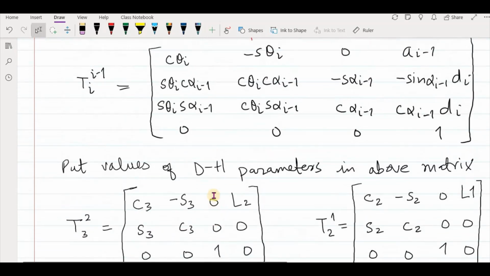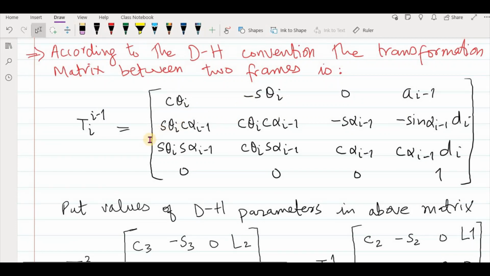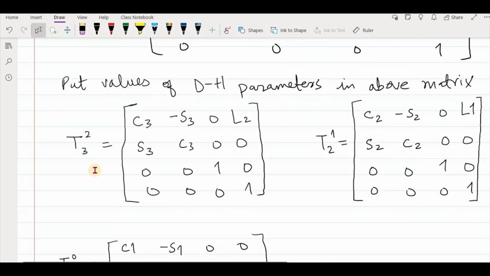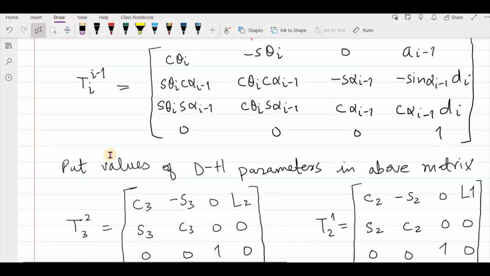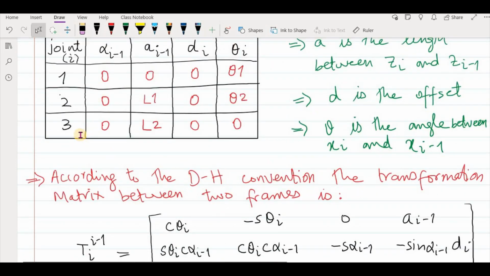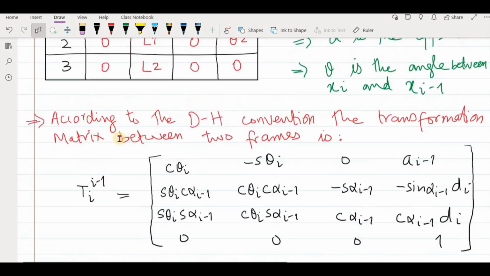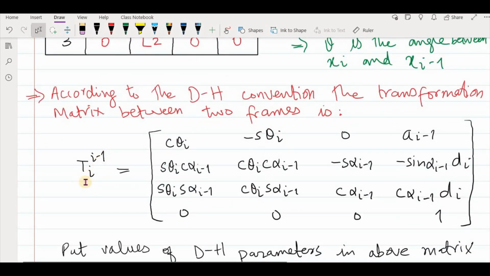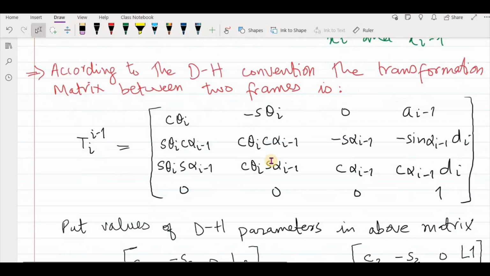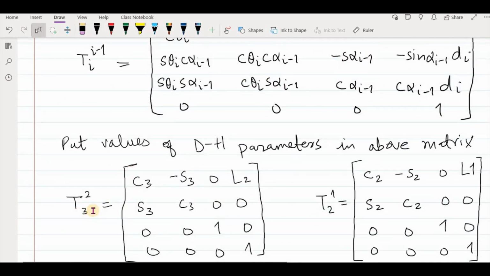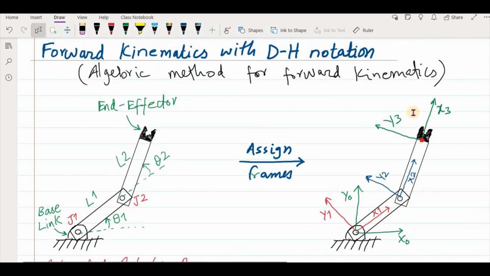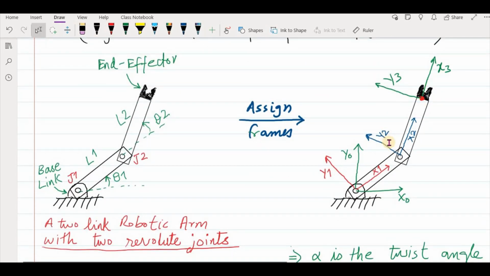Each time, we put values from this table here. For example, if we want to find a transformation between link 3 to 2, we put the values of frame 3. So let's say that we want a transformation starting from our last link to its previous link, from link 3 to link 2. We want to find the transformation matrix.